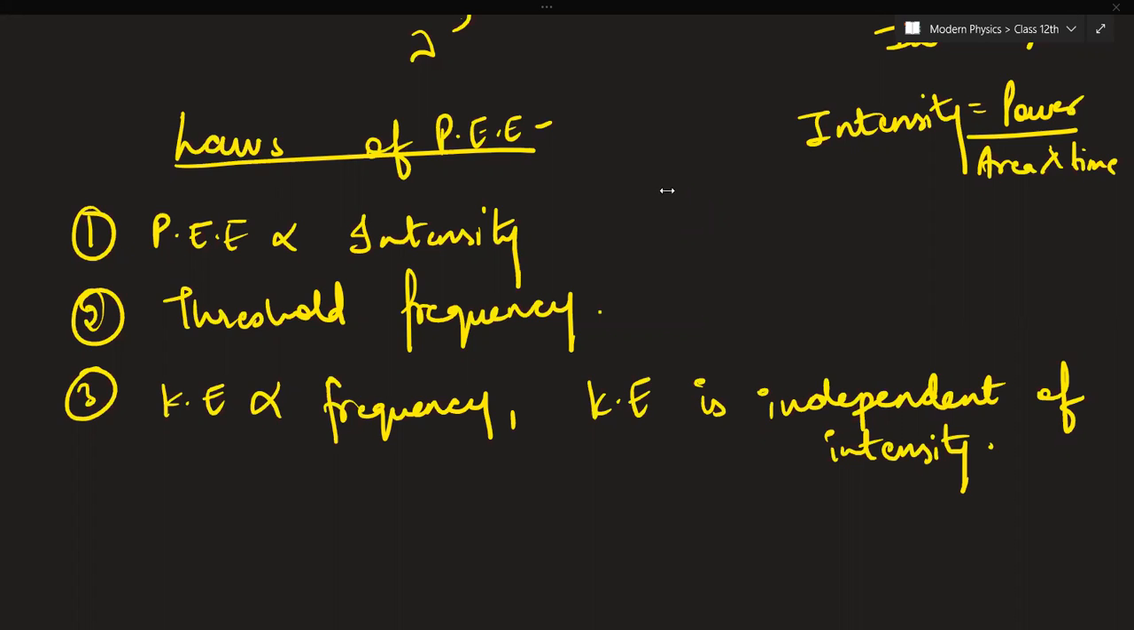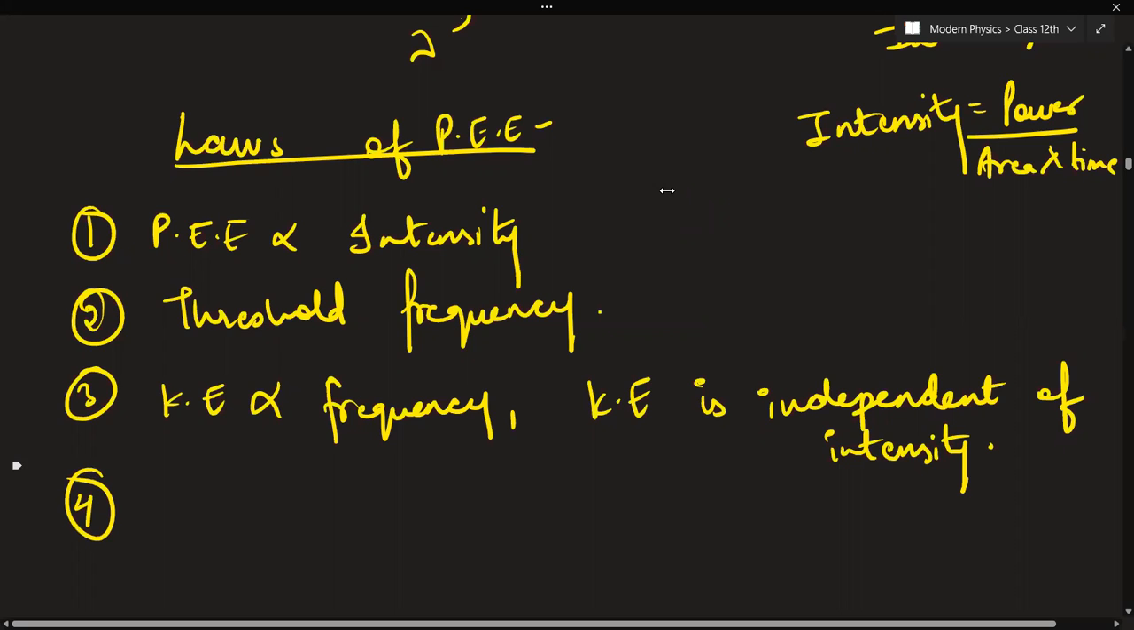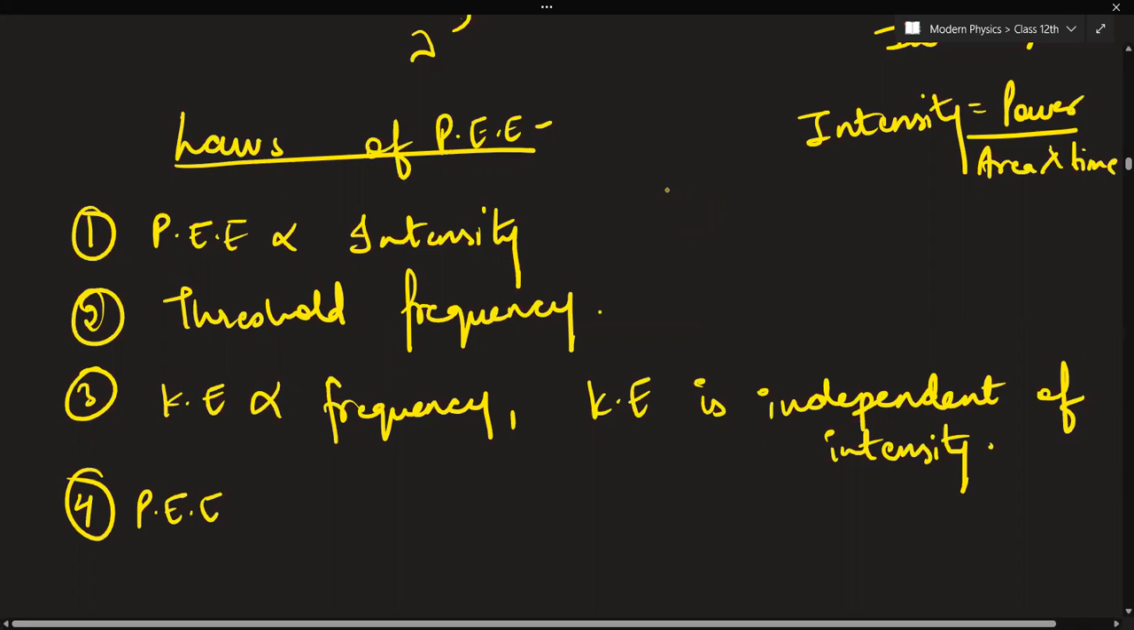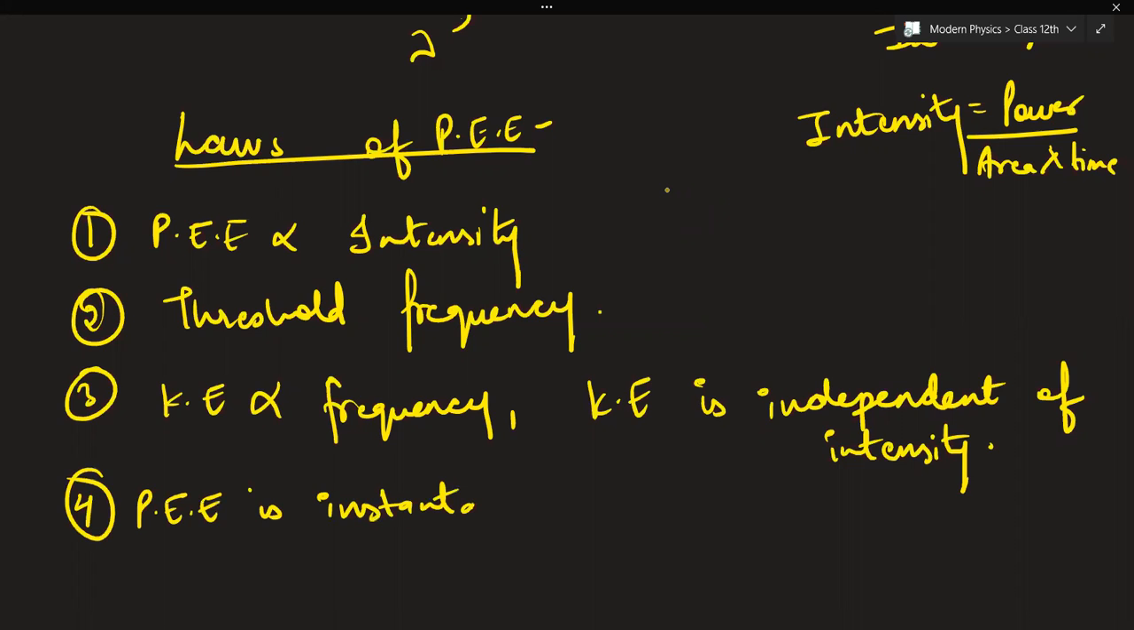And one last law also you have. Yes, I remember. Photoelectric effect is an instantaneous process. Photoelectric emission is instantaneous emission. So I think 10 to the power minus 7 or 10 to the power minus 9 seconds. Yes, 10 to the power minus 9 seconds is required for photoelectric emission and the whole complete process to end.